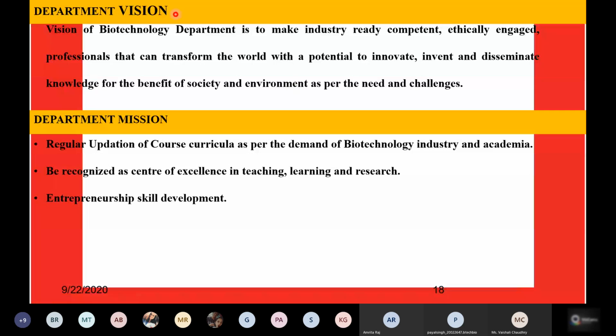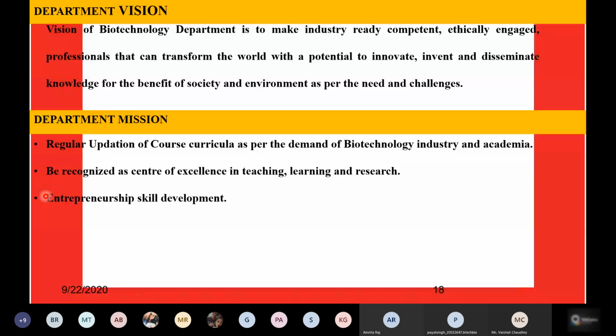So this is the department vision with the three missions where the course curriculum of department is regularly updated as per the need of industry and academia. So our course curriculum of BTech is completely updated as per the directions of the AICTE and as per the feedback of stakeholders. Also, the department mission is to be recognized as Center of Excellence in Teaching, Learning and Research and Entrepreneur. So you can see the keywords: teaching, learning, research, entrepreneur, skill development. This is the mission of the department.